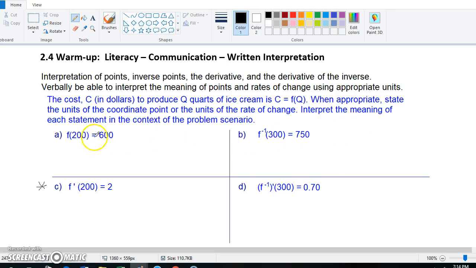So take a moment. The first two, A and B, are coordinate points, one for the function, one for the inverse. The second two are derivatives, so they are rates of change. So I'd like you to take a moment, stop the video, write the rates of change that correspond to each of the four situations.